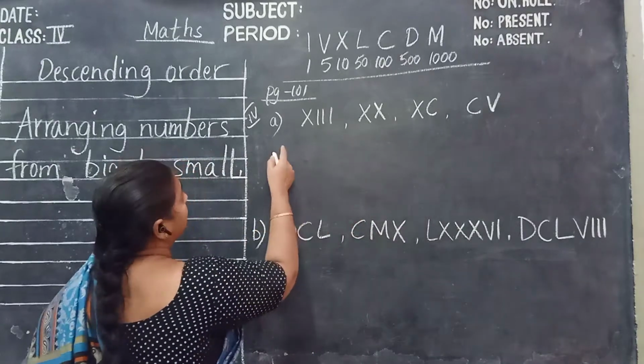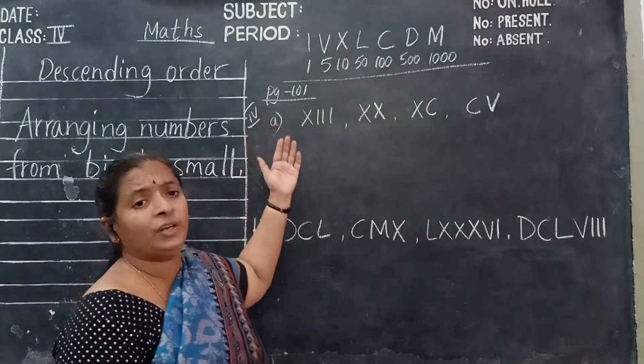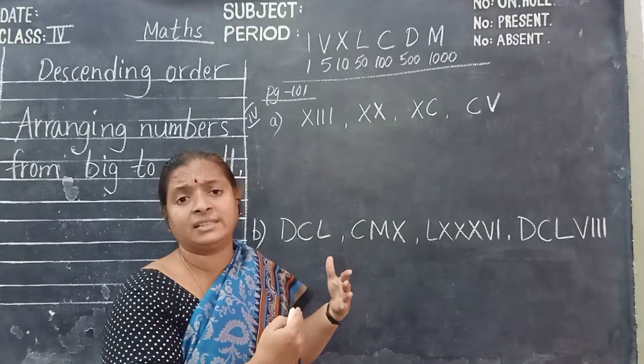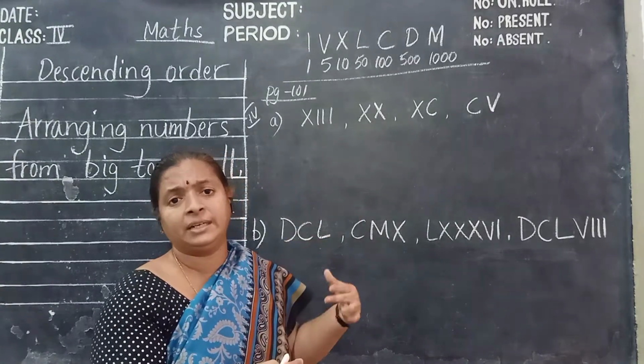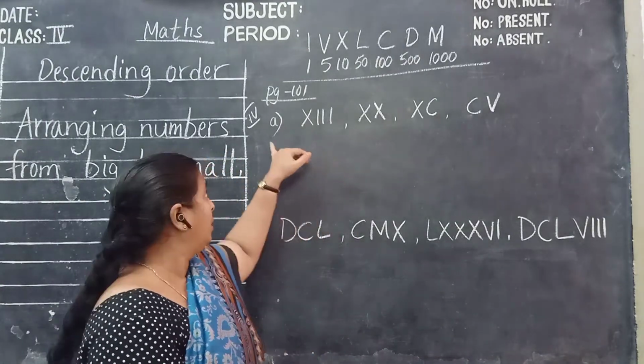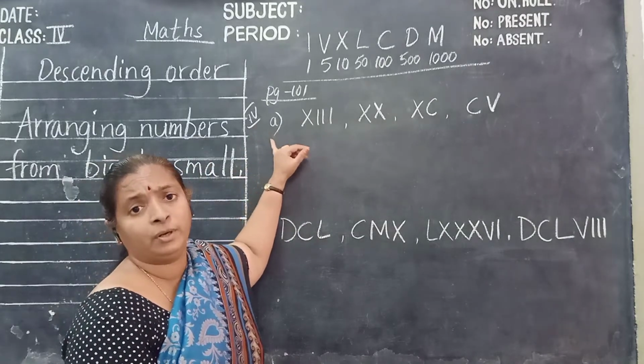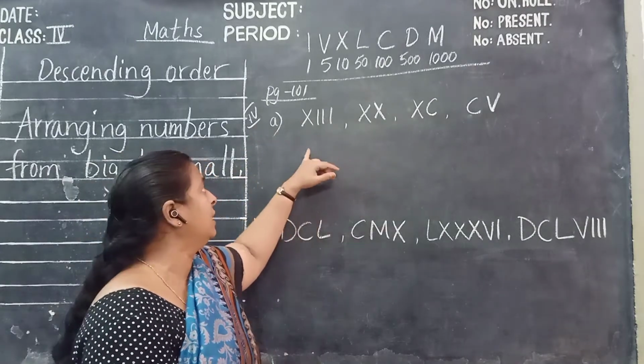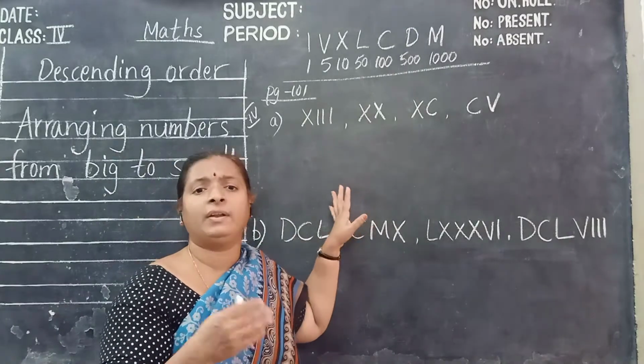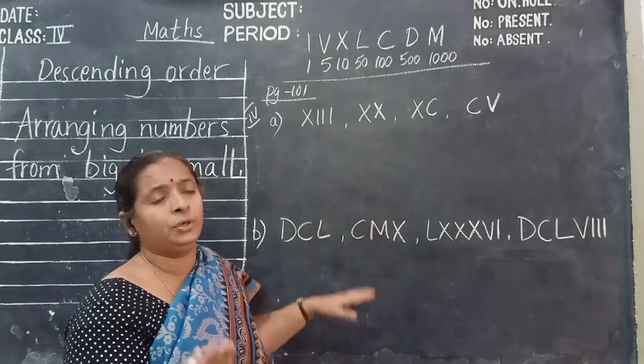See, children. Now, on page 101 only, underneath the ascending order exercise, the descending order exercises are there: A, B, C, D. Roman numeral exercise 4 is the descending order exercise. The first one and second one I will show you. The third one and fourth one you do, children, with the help of this.